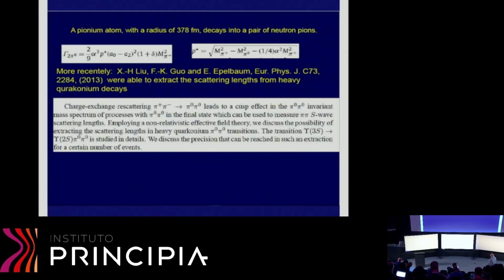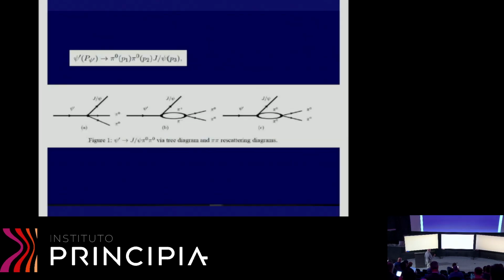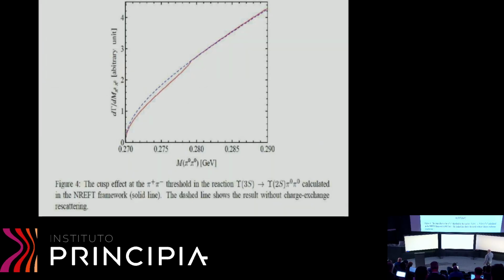And more recently, Eppelbaum and these two gentlemen also studied pi scattering lengths in the decay of heavy charmonium states like psi prime. Here you have the decay of psi prime into the normal J/psi plus pi0 pi0, but in the meantime there is an intermediate region where these processes can appear, where scattering among the intermediate pion states has been measured. And in fact, this is the result.